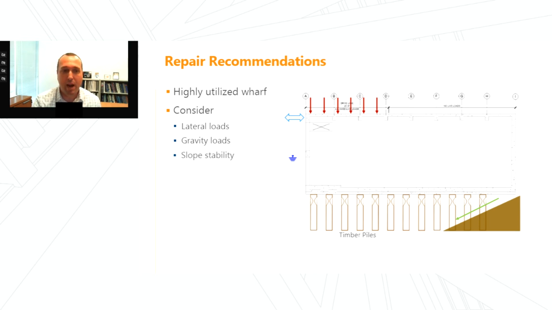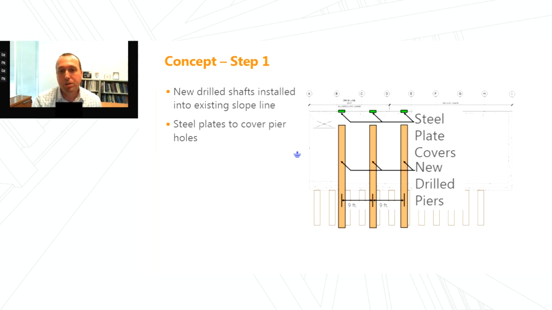They noted that this was a highly utilized wharf. And so we had to consider how to keep the wharf open for as long as possible while evaluating lateral and gravity loads as well as the slope stability concerns. We proposed to drill through the existing deck and install new drill piers. Those drill piers could be installed long enough to extend through the slope line to satisfy slope stability concerns, and then steel plates could be installed over them to cover the holes.